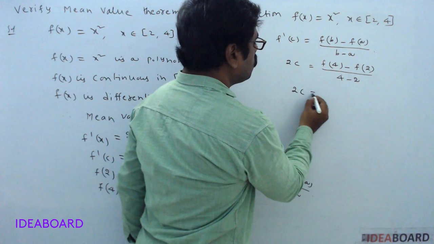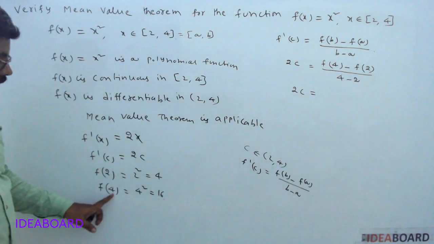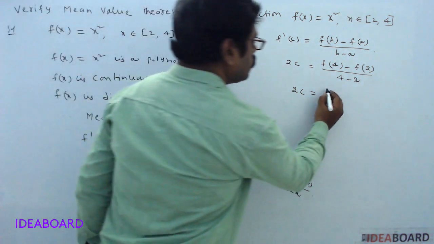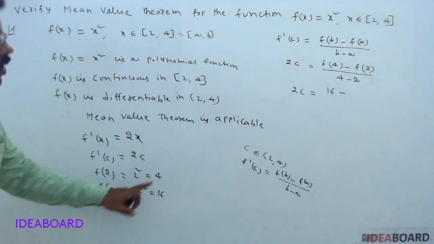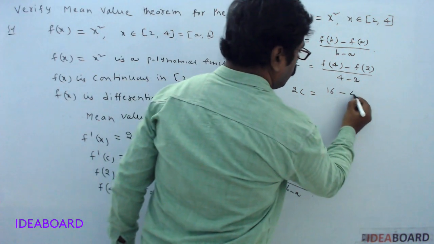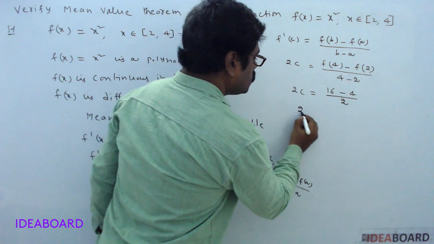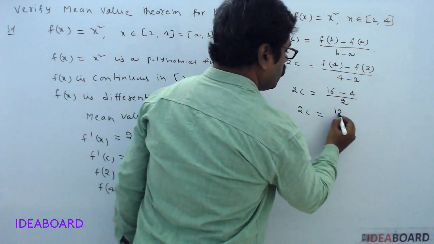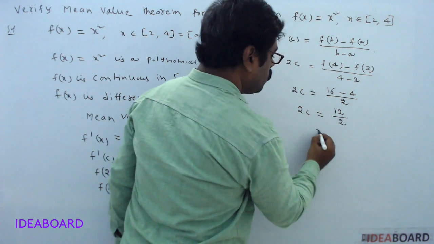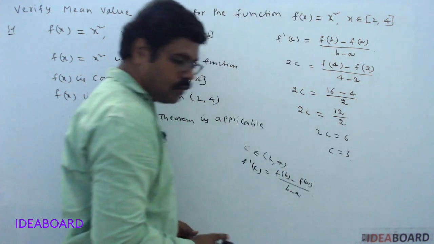So again, 2c equals f of 4. What is the value of f of 4? 16 minus f of 2. The f of 2 value is 4, divided by 4 minus 2, 2. So 2c equals 16 minus 4, 12 divided by 2. 2c equals 6, c equals 3.